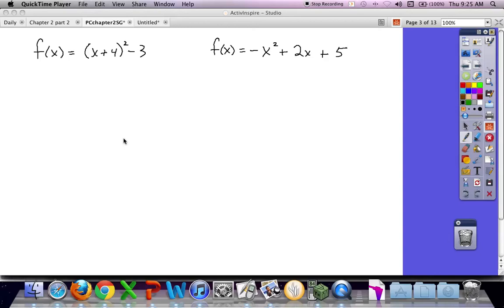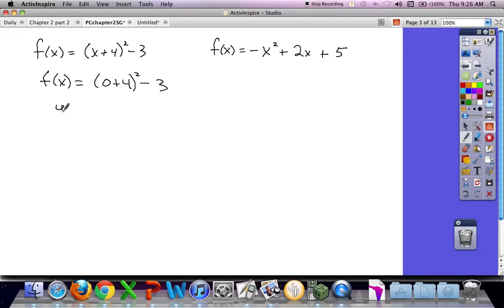Let's find the y-intercept of both of these first, okay? The y-intercept of this one, that means substitute x equals 0 and solve for y. And y equals f of x here. Y equals 4 squared minus 3. Y equals 16 minus 3, which is 13, sorry. I'll edit that out. So substitute x equals 0, solve for y.